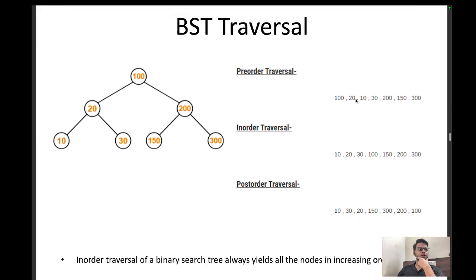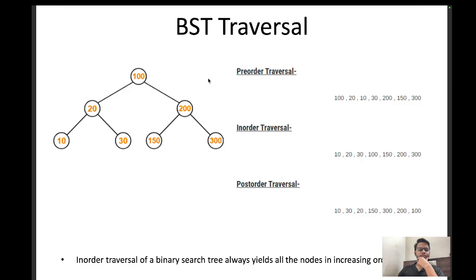This is a tree which has the root node as 100, and the children of the root node are 20 and 200. 20 also has two children, 10 and 30, and 200 also has two children, which are 150 and 300. If we look at the pre-order traversal of this tree, 100 is the root node, so it would be at the first place, correct? So 100 is at the first place.